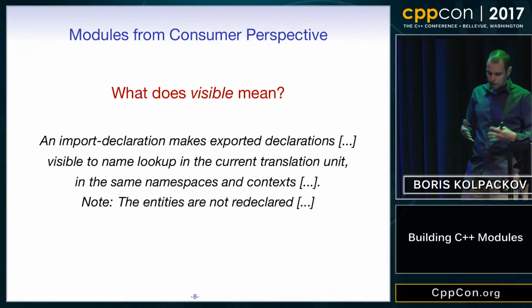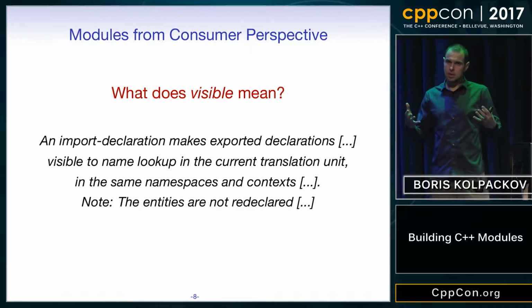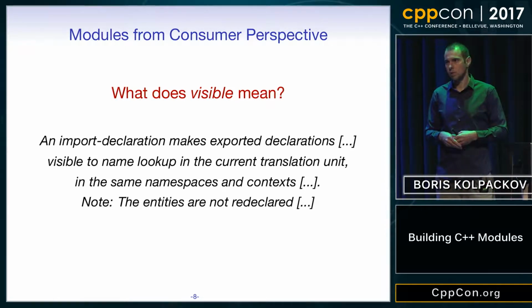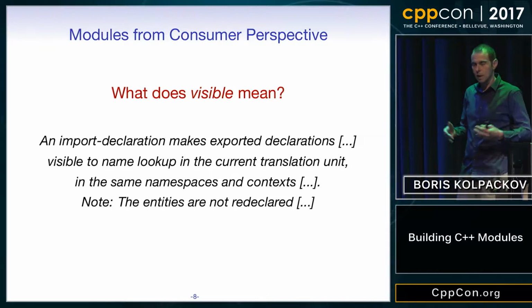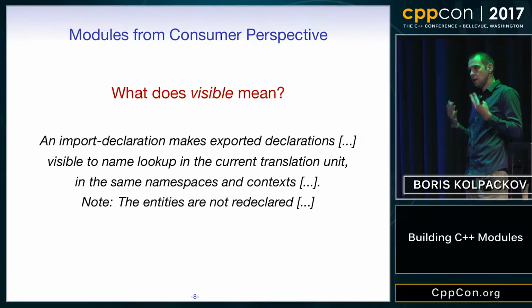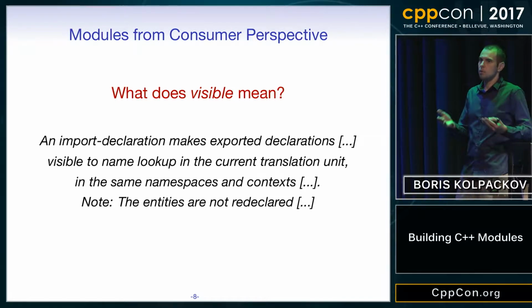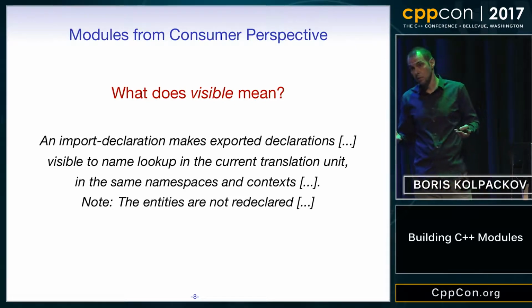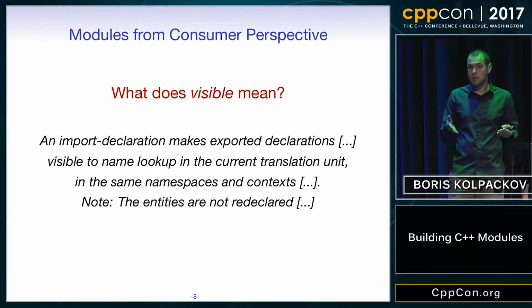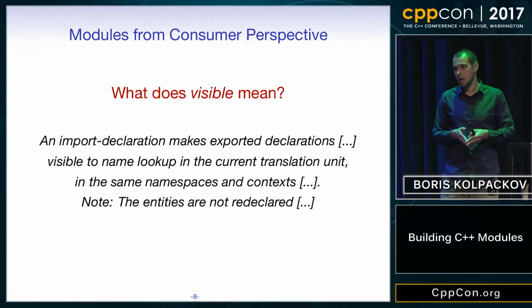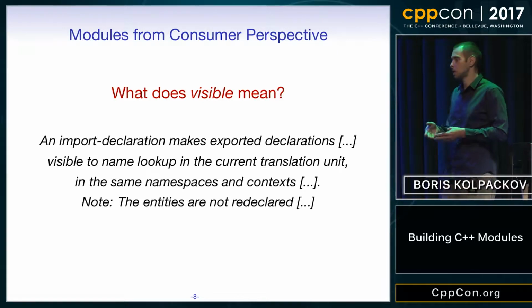One intuitive way I like to think about it is, imagine you had a single giant translation unit where you copied all your modules and all their consumers in this one big, say, file. So in this single translation unit, nothing will be redeclared. You will only have one copy of everything. And everyone will see declarations in exactly the same way, in exactly the same namespaces and contexts.